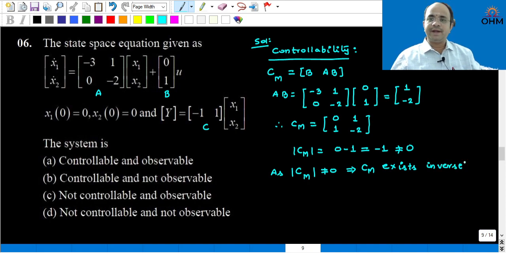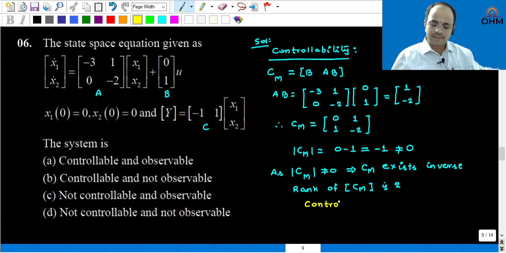If any square matrix possesses an inverse matrix, then we can say that the rank of that matrix will be full. That means the rank of CM, the controllability matrix, is 2 here because it is a 2 by 2 square matrix. Whenever the controllability matrix is a full rank matrix, then the system will be controllable. This is the basic concept. The system will be controllable and this procedure is called Kalman's test.